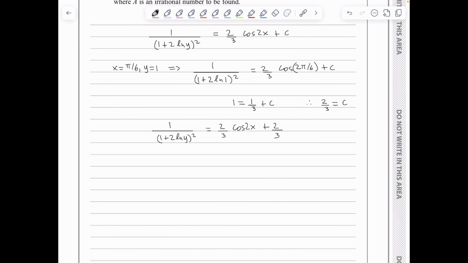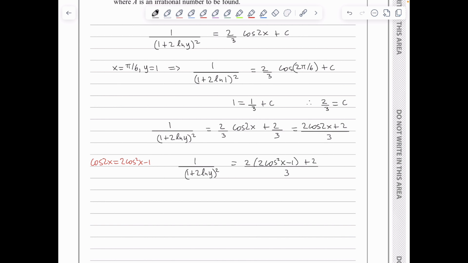Now the next thing to do is express the right hand side over the same denominator of 3. So this is simply 2 cos of 2x plus 2 over 3. And then we can recall the double angle formula for cos of 2x. We know that cos of 2x is equal to 2 cos squared x minus 1. So I'll be substituting cos of 2x with 2 cos squared x minus 1. This leads to 1 over 1 plus 2 ln of y raised to the power of 2 is equal to 2 brackets 2 cos squared x minus 1 plus 2, and all of it divided over 3.